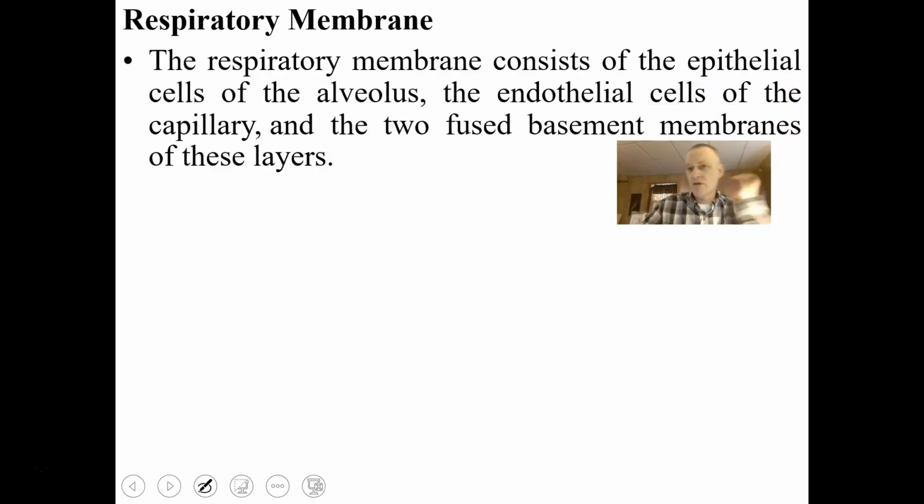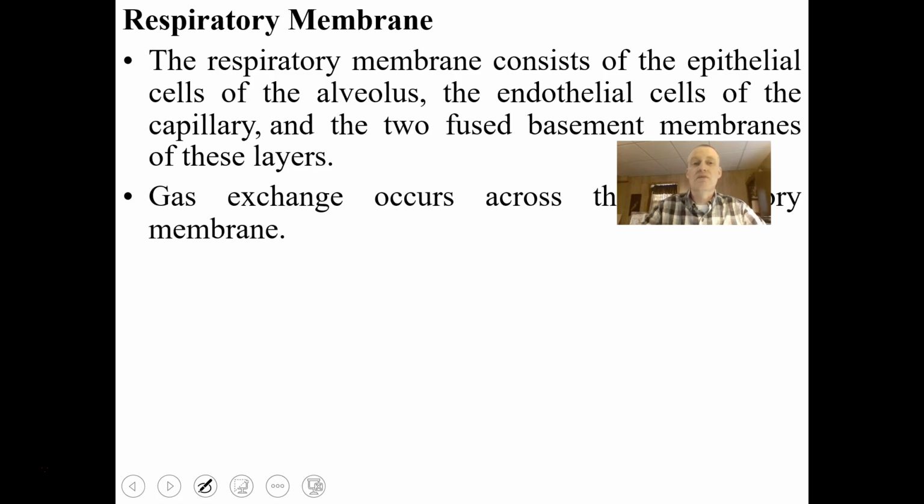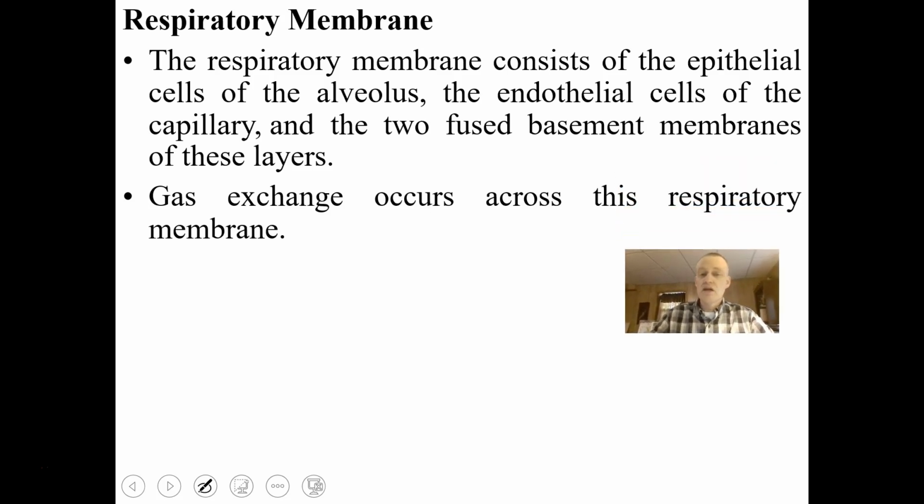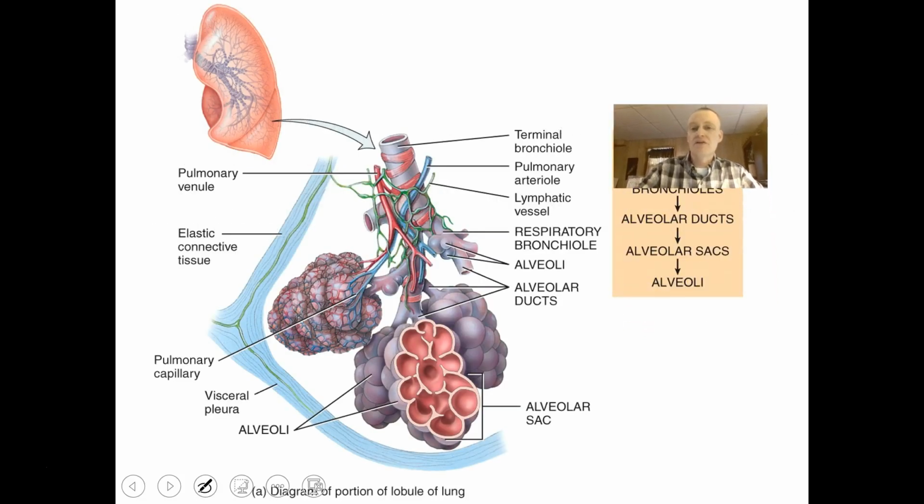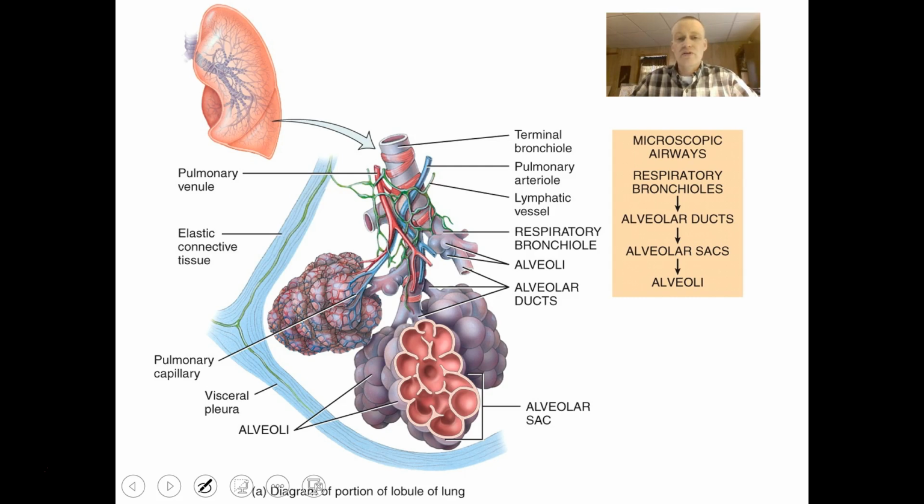The respiratory membrane is a really thin membrane, and it consists of the epithelial cells of the alveolus, which are simple squamous epithelial cells. It also includes the endothelial cells of the capillary walls, which are also simple squamous. And then there are two fused basement membranes, and that is what the respiratory membrane is made of. Gas exchange occurs across this respiratory membrane. Let me go over a little bit of the anatomy, and then I'll show you what the respiratory membrane looks like.